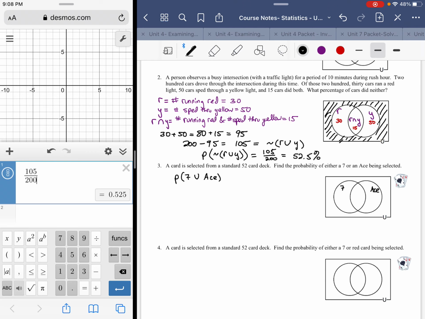All right, so I look at my 7s, I look at my aces here, and then I would ask myself, well, is there a way that you could have a card that's both a 7 and an ace at the same time? So we would actually have no overlap. All right, so that's how I designate it. Really, in general, you should have two distinct circles that do not overlap one another.